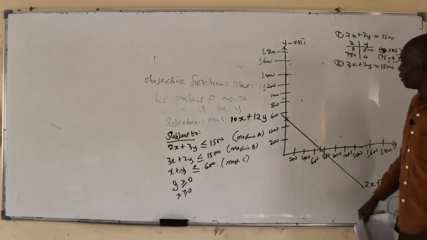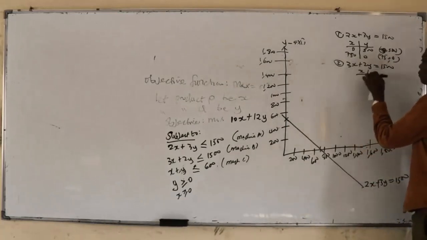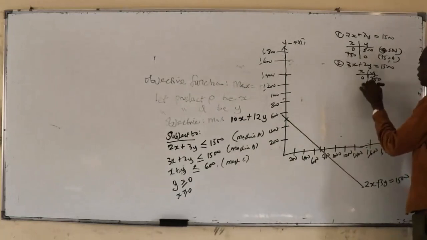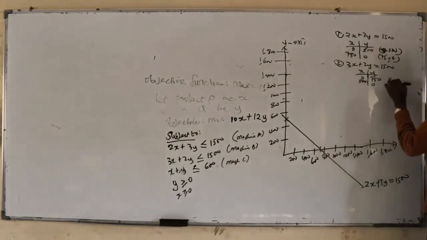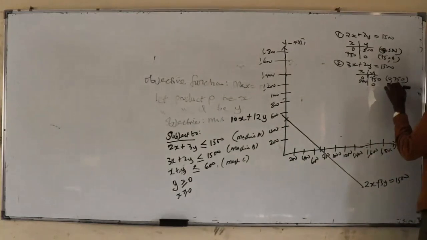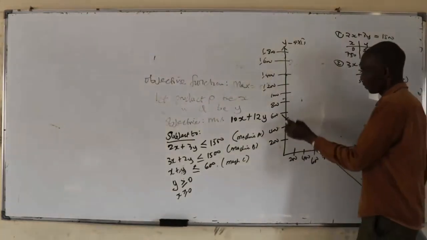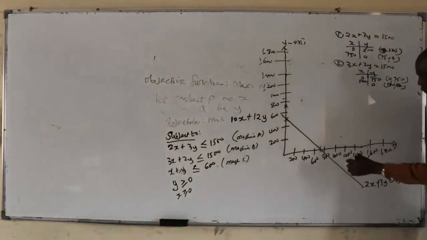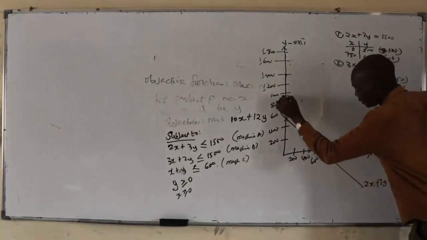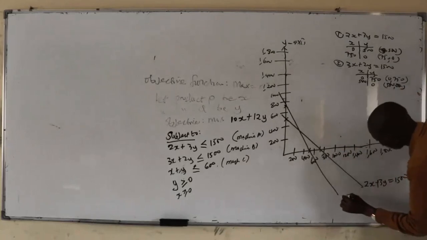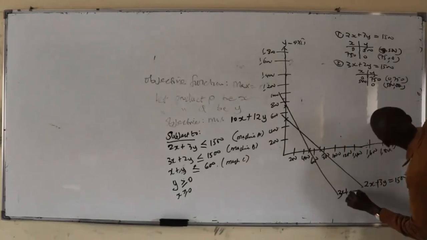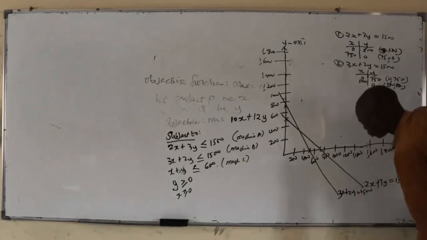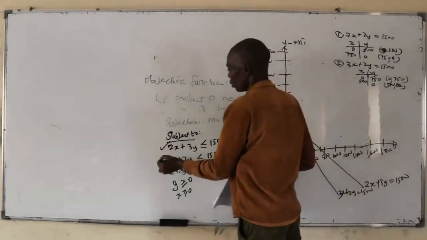So if x is 0, obviously y will be 750. If y is 0, then x will be 500. Again, you have your points 0, 750, then we have 500, 0. Then you plot them again. 0, 750 is somewhere there, then 500, 0 is somewhere there. Then you join these with a straight line. And this is 3x plus 2y equal to 1500. So you are done with this, and you're also done with that.